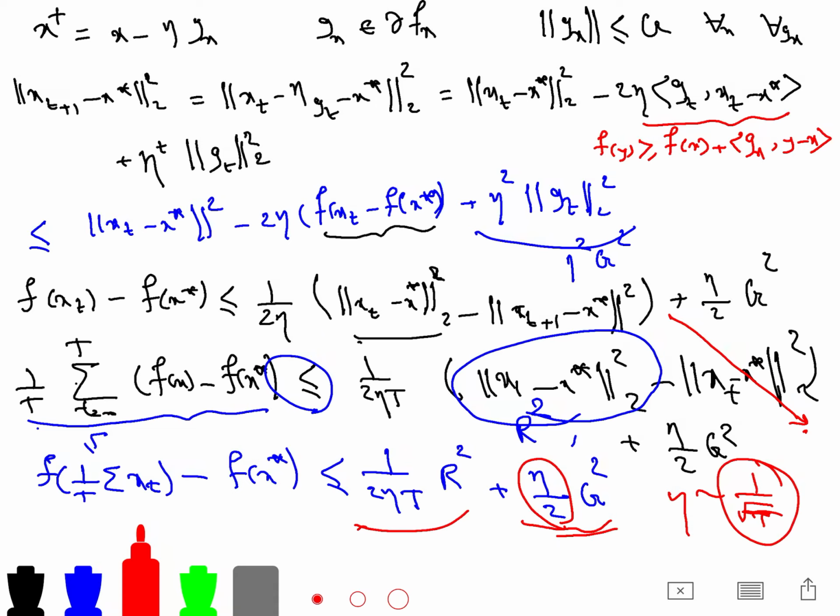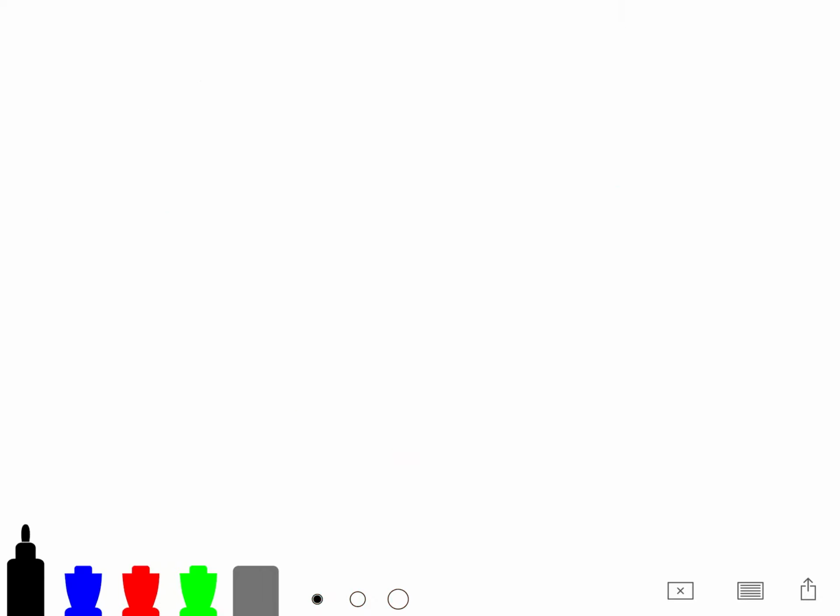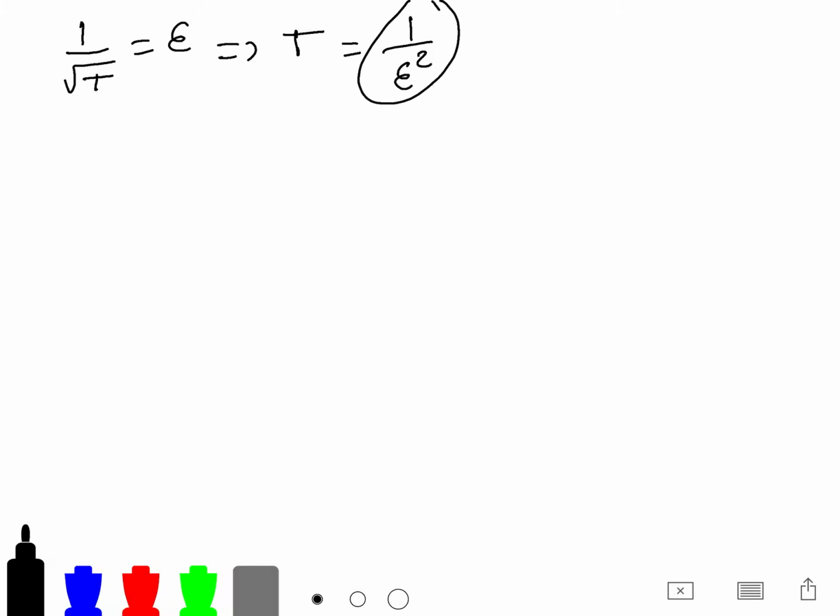we take the derivative with respect to eta and set it to 0 to find that eta is this one, in order to find the best balance for eta. And after that we have an error. I just write that if you want an error of epsilon, you should have T of order 1 over epsilon squared. So the number of steps should be this one.